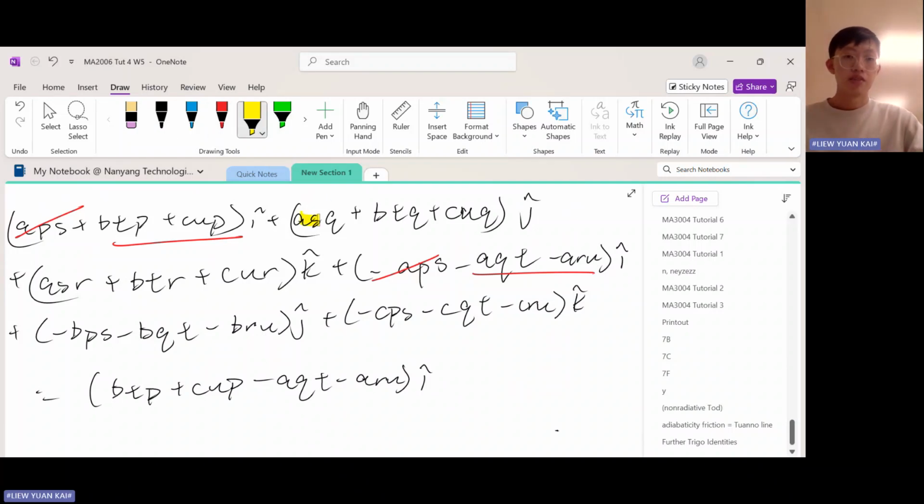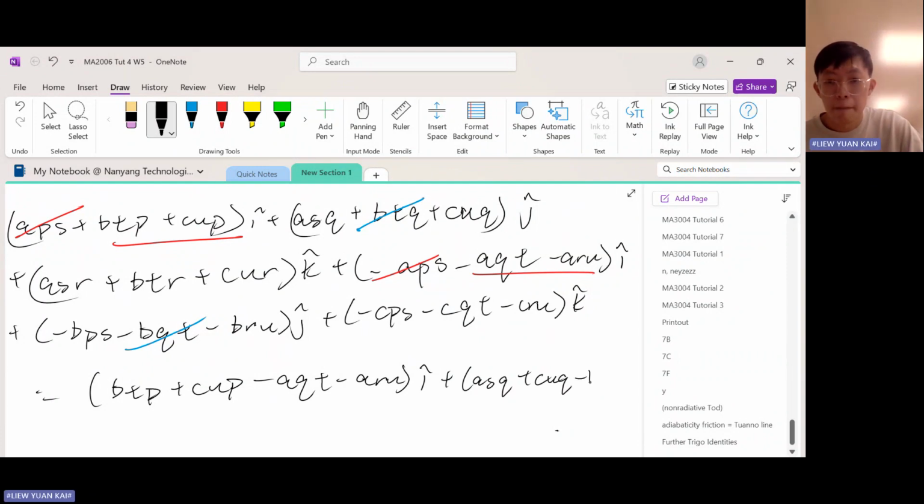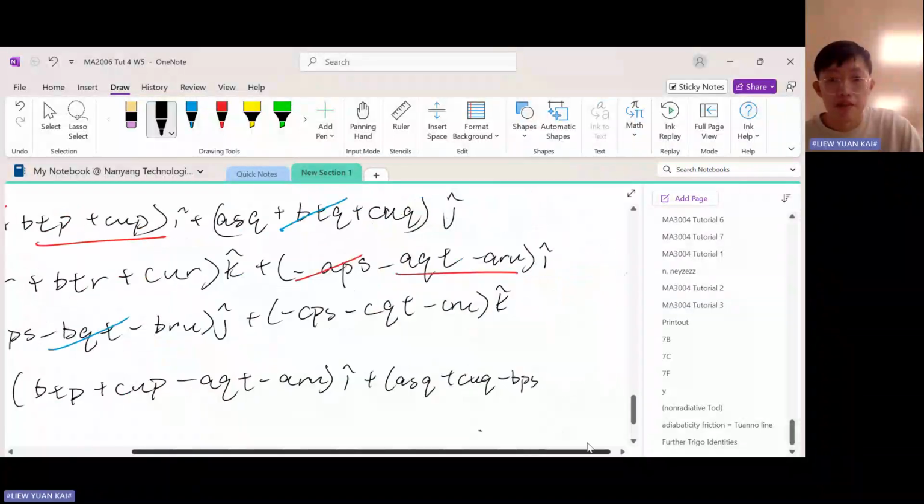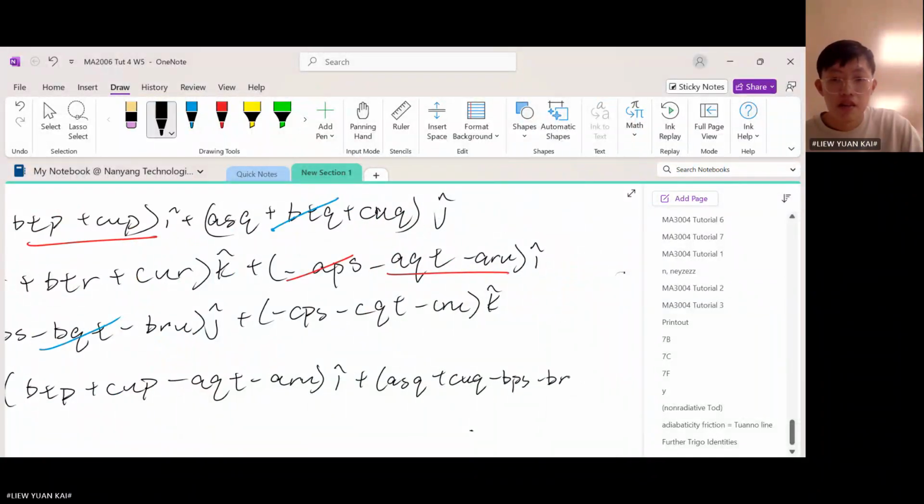So look at the J terms. See if there's anything that can cancel. And yes, there happens to be something you can cancel. BTQ is the same thing as BQT. So BTQ minus BQT becomes 0, and there's nothing else you can simplify. So we'll just add up the terms together. ASQ plus CUQ minus BPS minus BRU J.